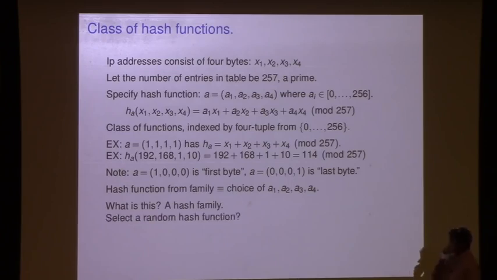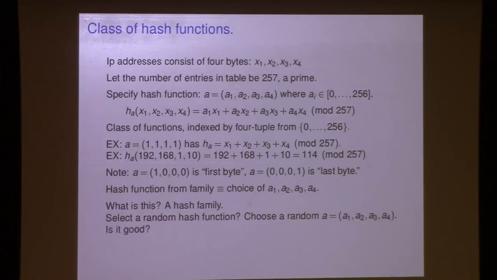Now, how do you select a random hash function from this family? That's all you do: just pick A1 through A4 randomly. Exactly. You should all understand it. So how do you pick a random hash function? You just pick A1, A2, A3, and A4 randomly, and you get one of these functions.